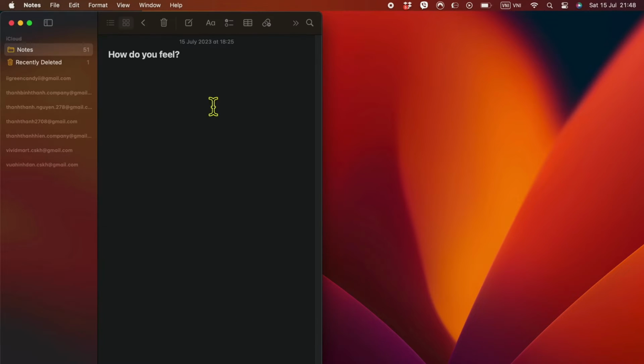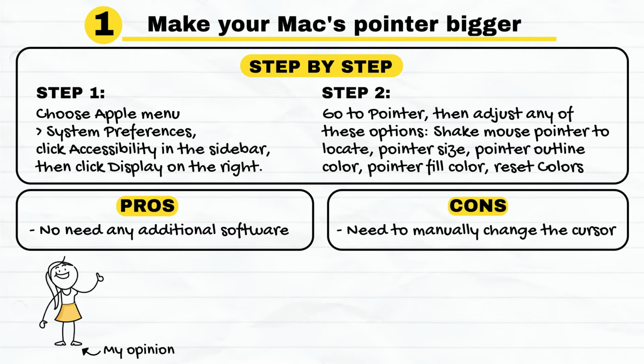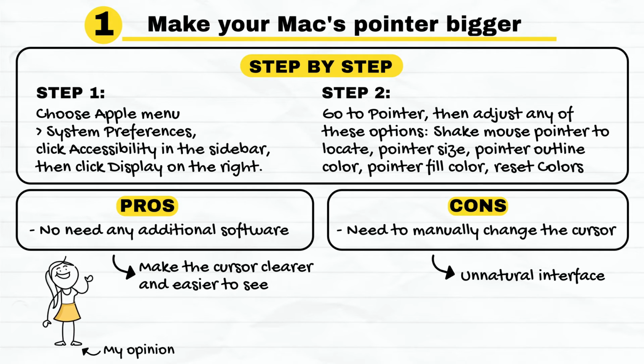Here's the result. How do you feel? The downside of this method is that you will need to manually change the cursor size if you want to move back and forth between the normal mouse cursor and highlight cursor. In my opinion, this method makes the cursor clearer and easier to see, but the interface may look a bit unnatural. That's all for this method.